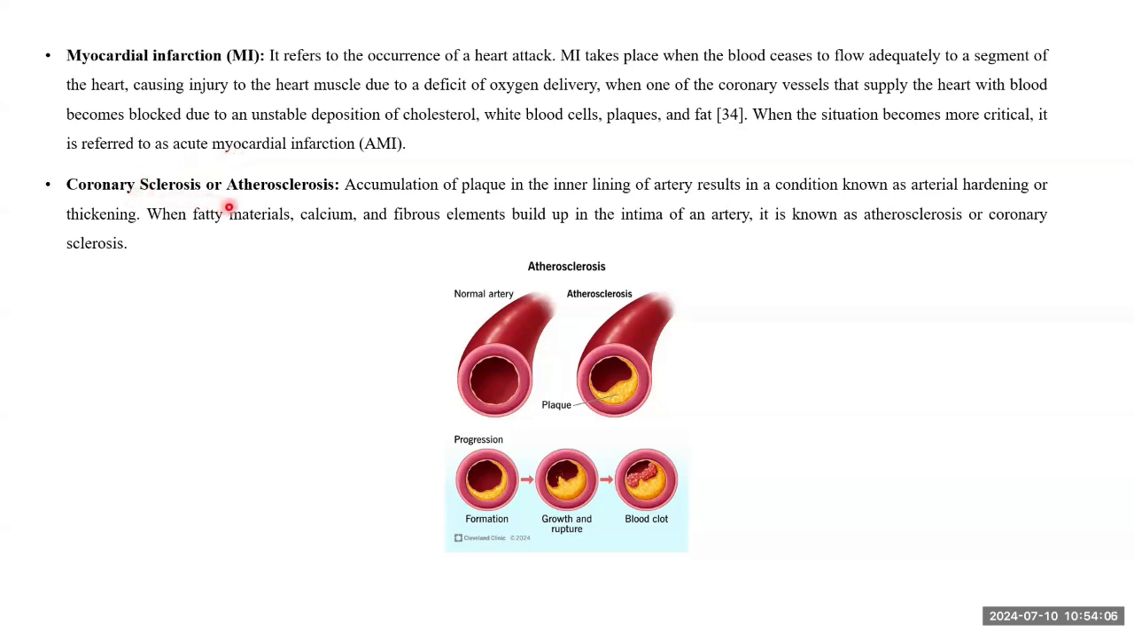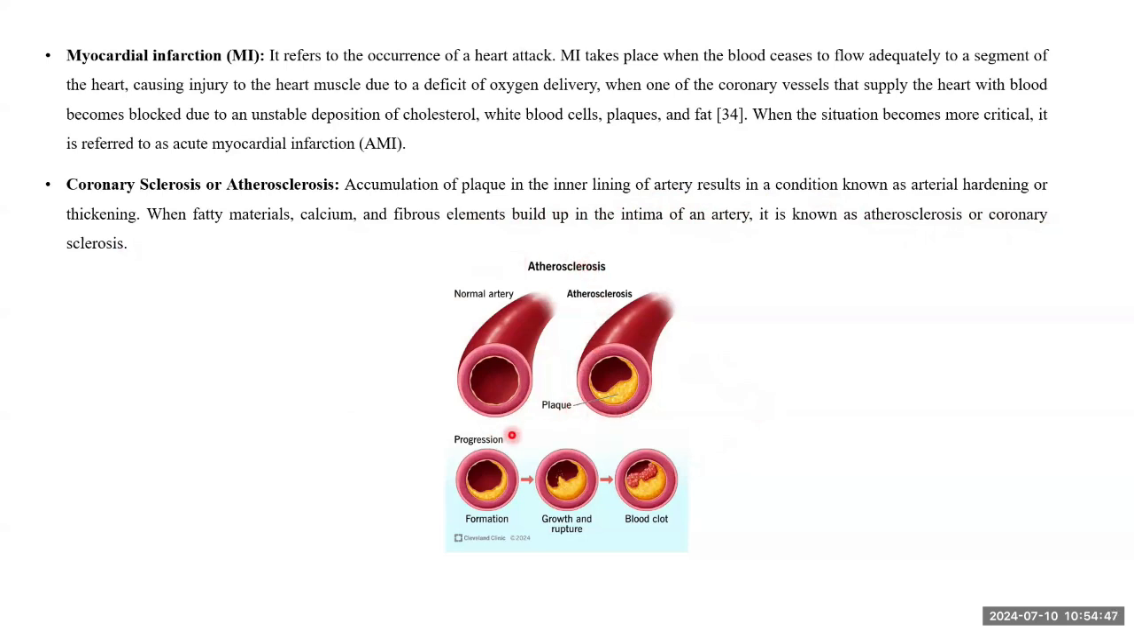Then there is coronary sclerosis or atherosclerosis, which means accumulation of plaque in the inner lining of the artery, resulting in a condition known as arterial hardening or thickening. This disease is caused by more circulation of lipids in our blood, as well as aging and other factors. When fatty materials, calcium, and fibers build up in the intima of an artery, which means the inner lining of the artery, it is known as atherosclerosis or coronary sclerosis. So this is how atherosclerosis develops.